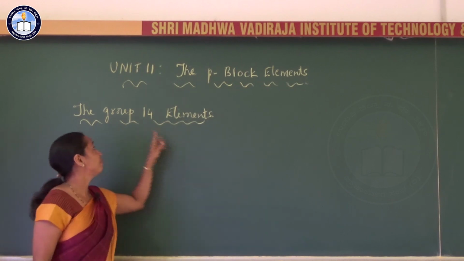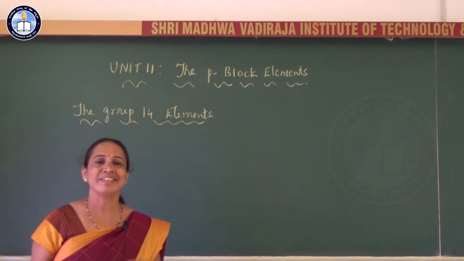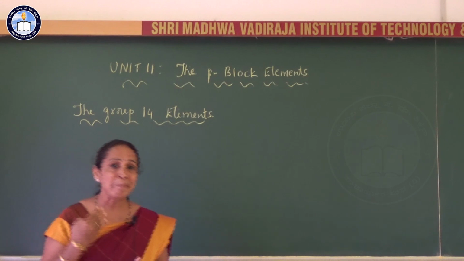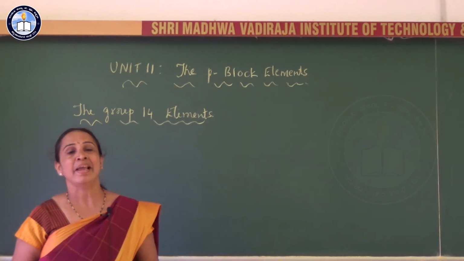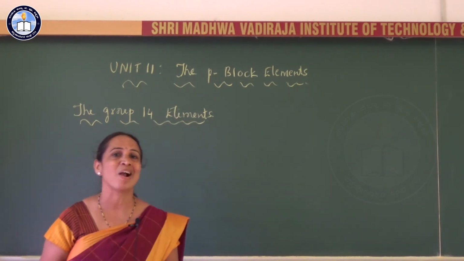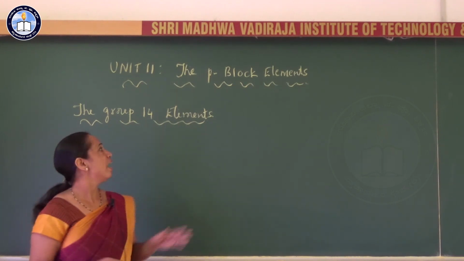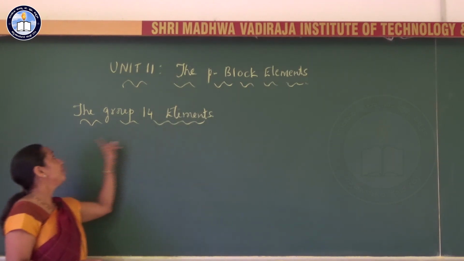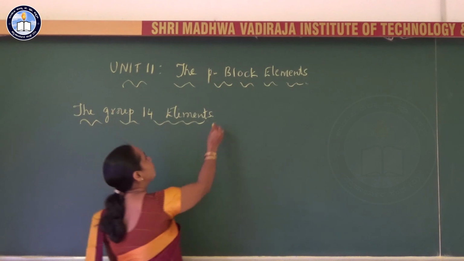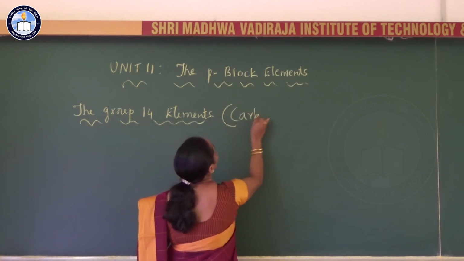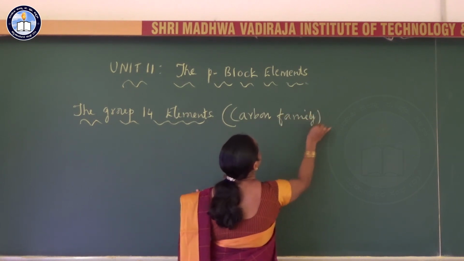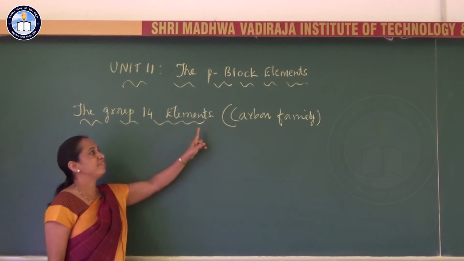Before dealing with these 14th group elements, just recall the 13th group elements. Under group 13 we studied which members belong to this group, their general properties, their occurrence, and some important compounds of boron. Today we have to study group 14 elements, which we also call the carbon family, since carbon is the first member of this group.